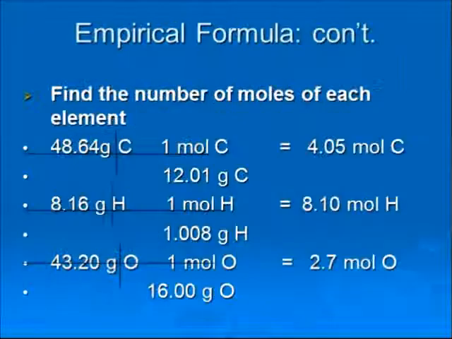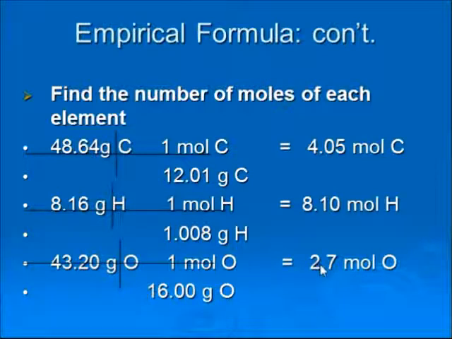So take my percentages and pretend they're the grams. So I'm going to turn 48.6, 8.16, and 43.2 into grams, and then convert those grams into moles. Carbon's mass off the periodic table is 12, so I divide by that to get 4.05 moles. I take the 8.16 grams divided by the mass of hydrogen, 1, and that gives me 8.10 moles of hydrogen. I take 43.20 grams and divide it by the mass of oxygen, 16, and that gives me 2.7 moles of oxygen.